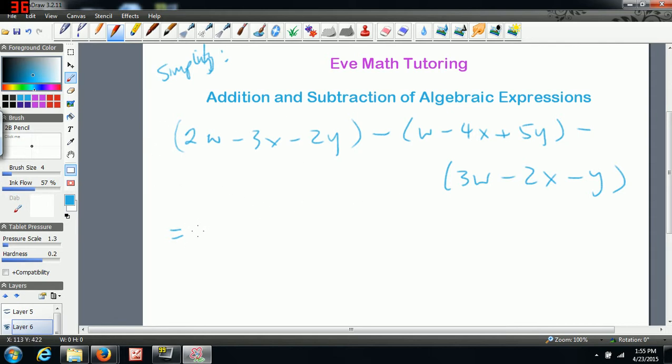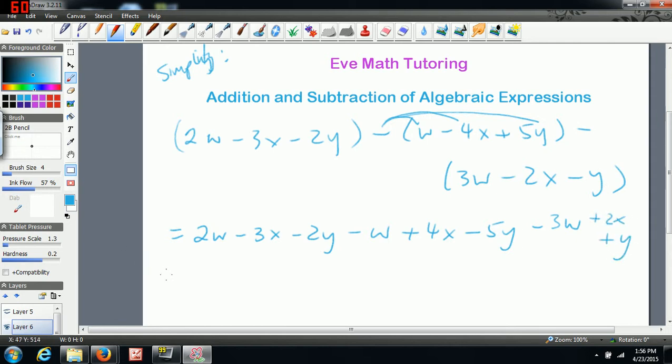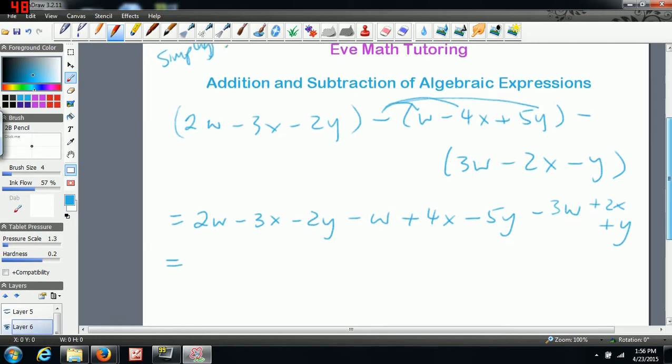So in this one there's a plus, so I just open it up and everything stays the same. Now in this case there's a negative, so that's going to come in here. So it's going to come minus w plus 4x minus 5y. Negative, this becomes positive, this becomes negative. Over here we've got another negative, so when I bring that into this, it's going to come into all three. So it's going to become negative 3w plus 2x and then plus y. Okay? So that's what we get there.